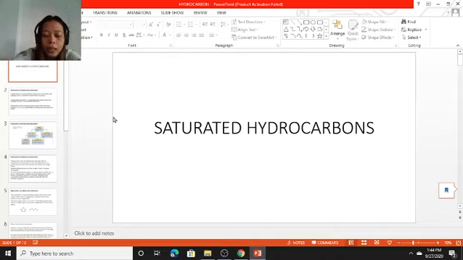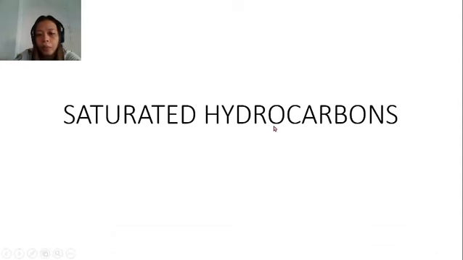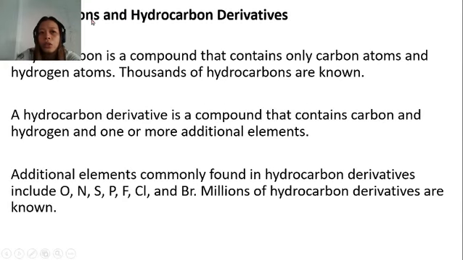Today's topic, guys, let's talk about the hydrocarbons. Hydrocarbons can be subdivided into saturated and unsaturated hydrocarbons. So what are the hydrocarbons and the hydrocarbon derivatives? A hydrocarbon is a compound that contains only carbon atoms and hydrogen atoms. That's why it's called hydrocarbon, because it has only carbon and hydrogen atoms.